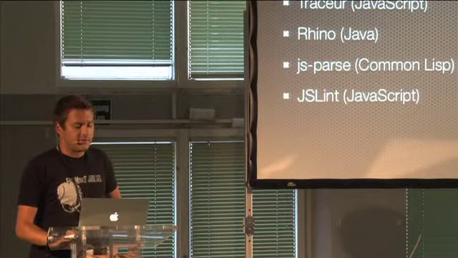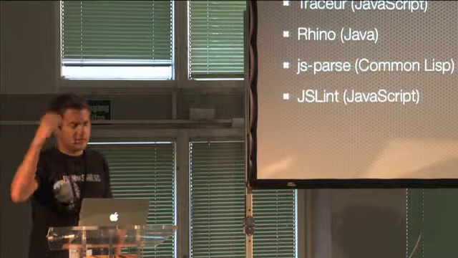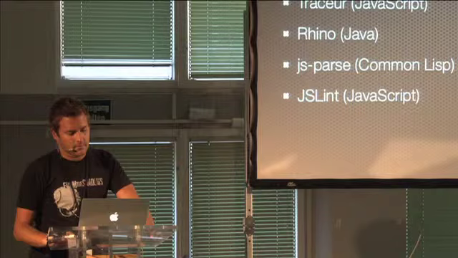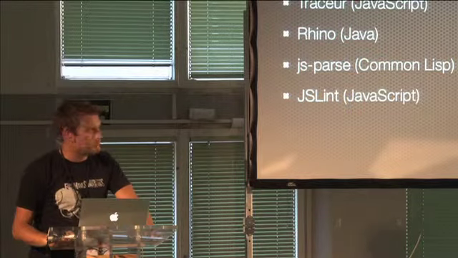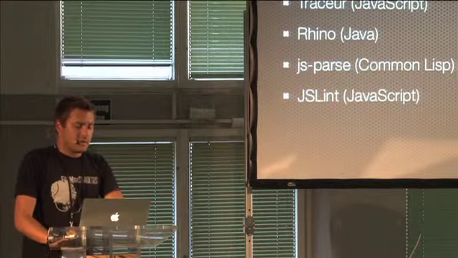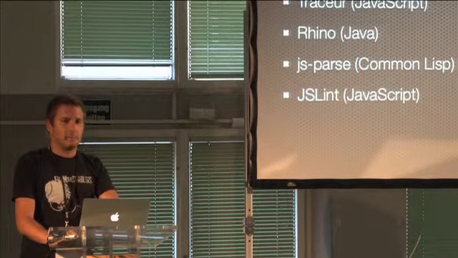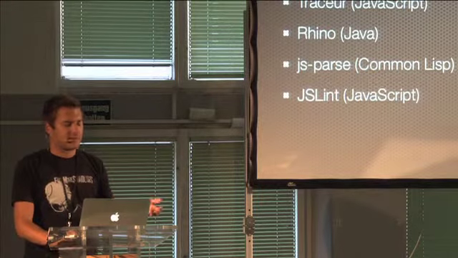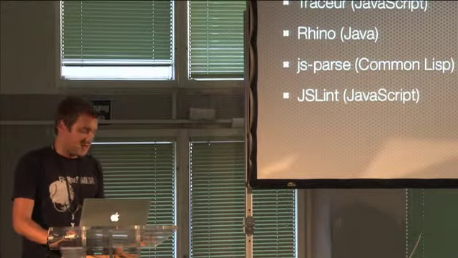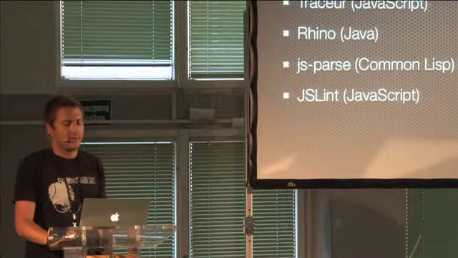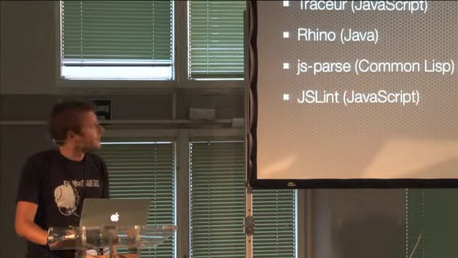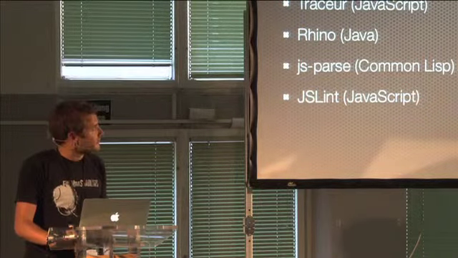There's existing parsers. Narcissus, I mentioned earlier, it's written by Brendan. Tracer, that's the Google one, also implemented in JavaScript. Rhino has a parser you can programmatically access from Java. JSParse and JSParse.js, which are used in Uglify and a few different projects, and the JSLint parser. I'm sure I'm missing some, but these are a few of them.